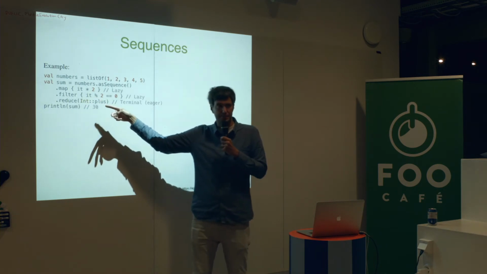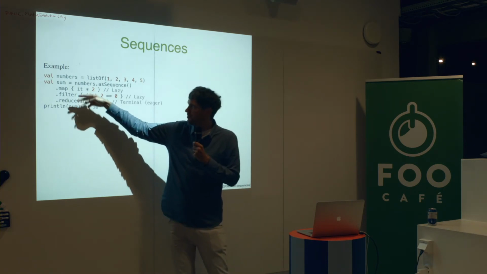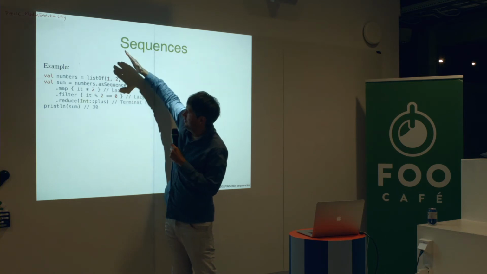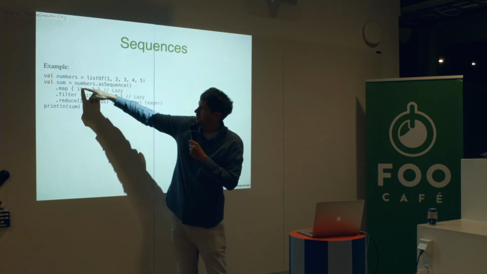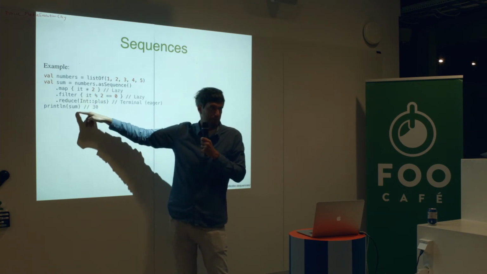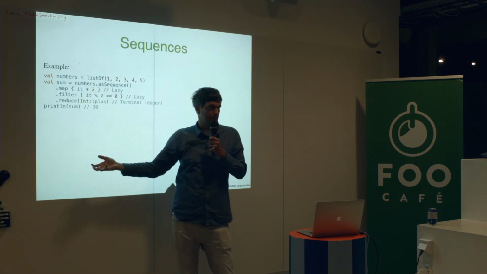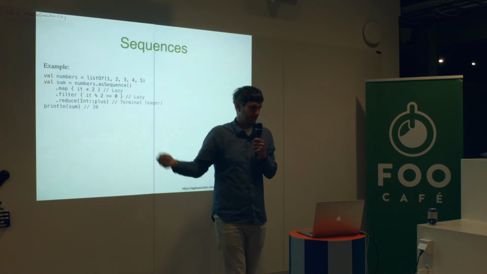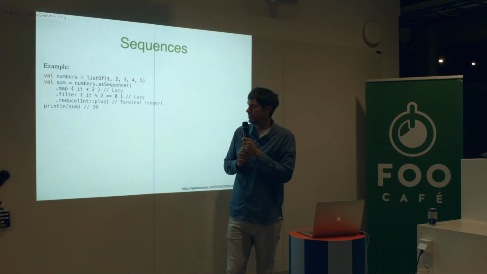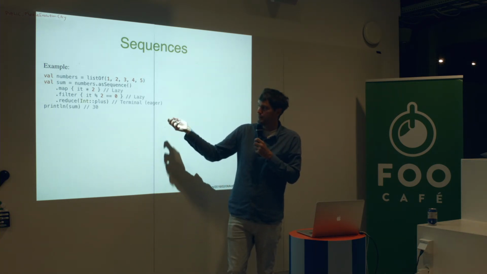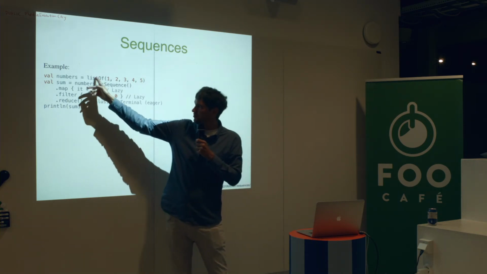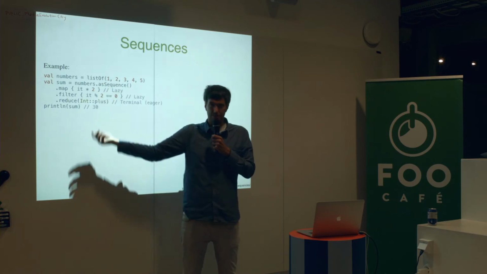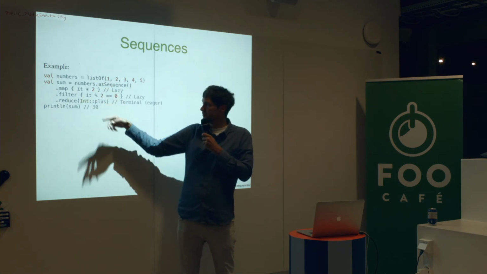But what actually happens is that if you don't use a sequence, it will create a new list every time you invoke map. So there's some intermediate state that is passed around, which is not always optimal. And you can't work with infinite streams this way, because the list is not infinite. The normal list is not, but a sequence can be infinite.